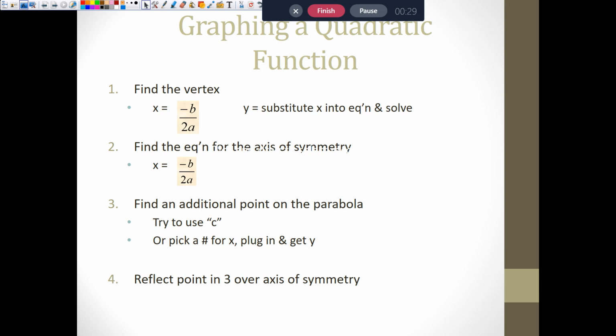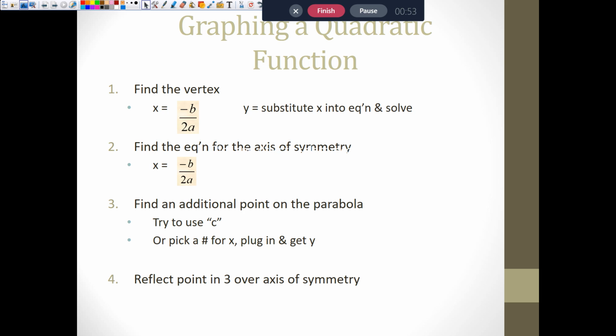Graphing a quadratic function. Find the vertex. To find the vertex, x will equal negative b over 2a. In the y, you will substitute the value that you find for x into the equation and solve. You find the axis of symmetry with the equation x equals negative b over 2a.